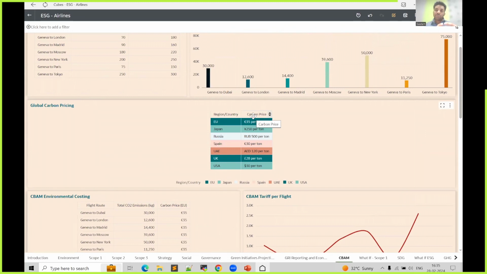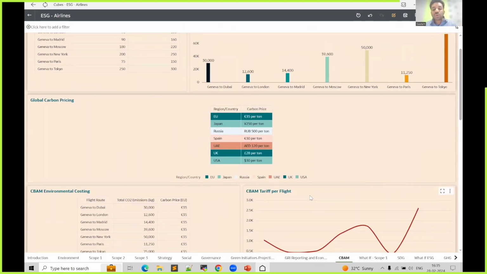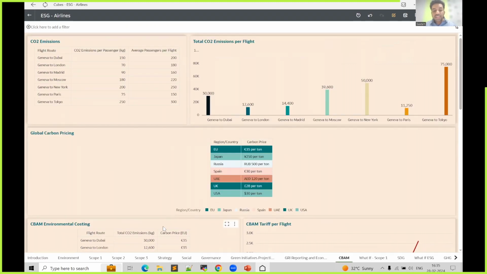And that's how you correlate the data that you currently have with the data coming in from the different legislative bodies. In order to compute this CBAM tariff, I need to have the total carbon emission calculated. And to calculate the total carbon emission per flight, I need to base it on the carbon emission per passenger and the average passengers per flight.